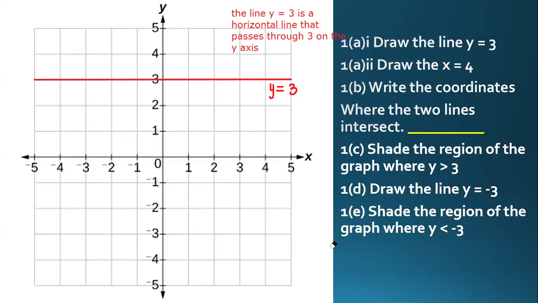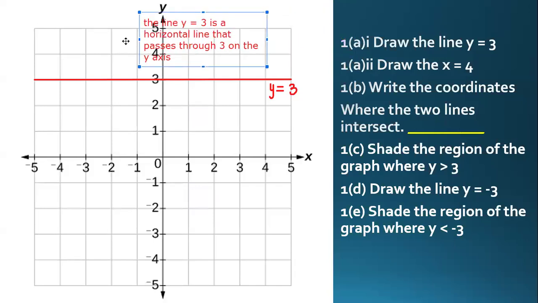Very good. So y is equal to something, horizontal line. X is equal to something, vertical line. Let me repeat that. Since it says y is equal to 3, it's a horizontal line that passes through 3. If it says x is equal to 4, that's going to be a vertical line that passes through 4. And so that's what we have there. Let me go ahead and select this.